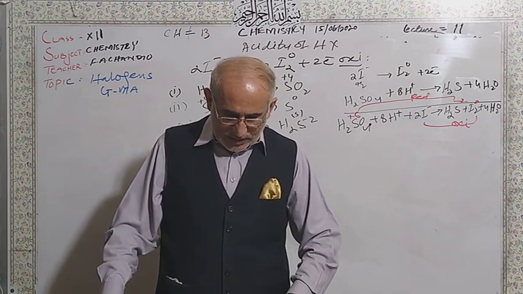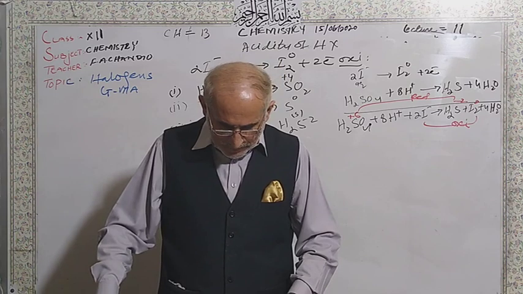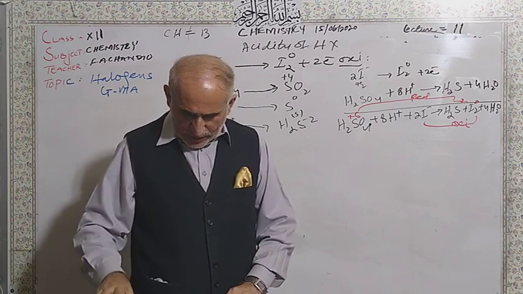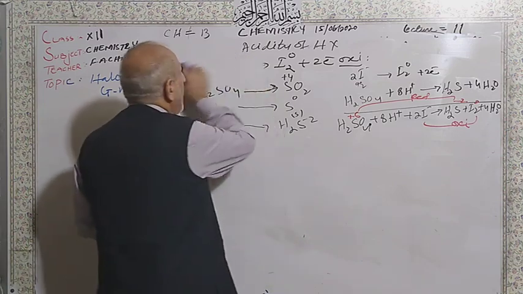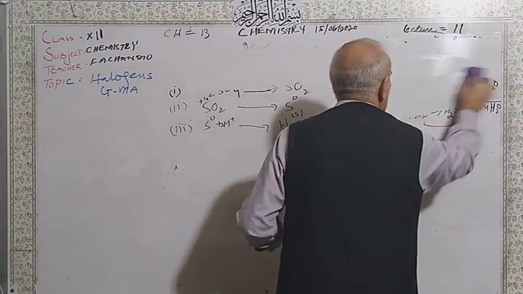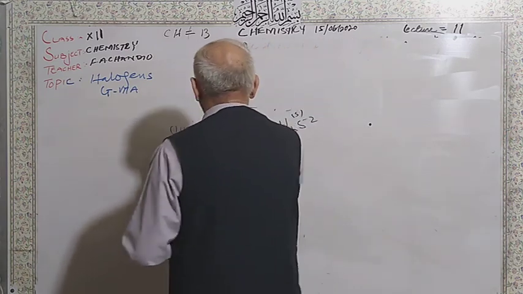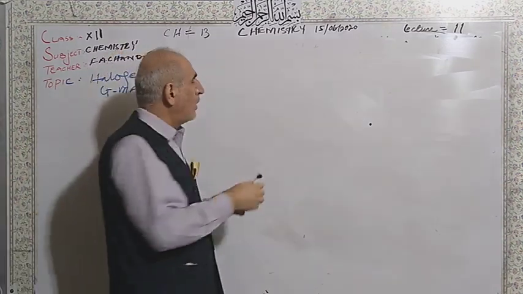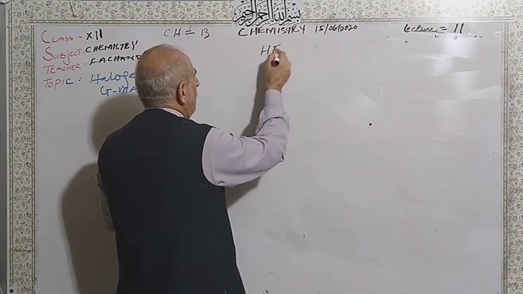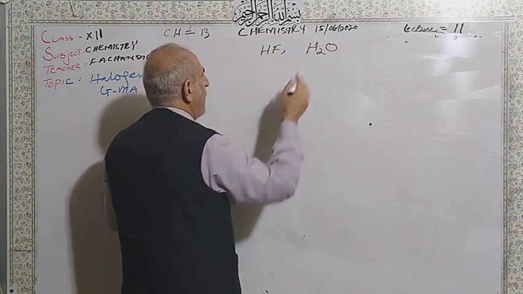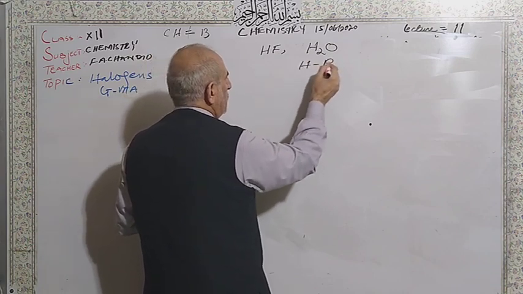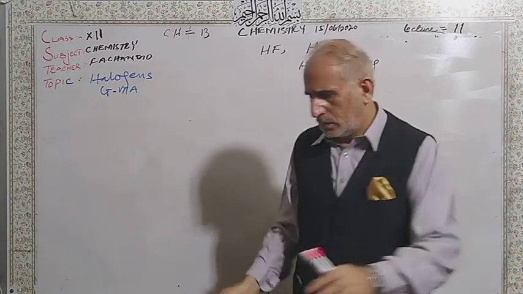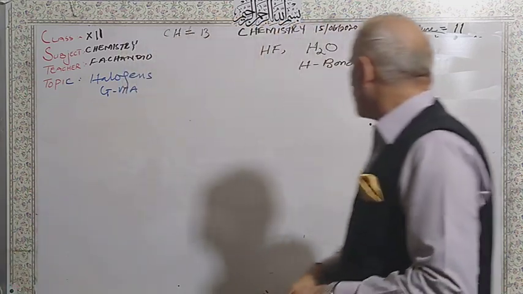Hydroiodic acid is the strongest, and hydrofluoric acid, I already told you an example. Hydrogen bonding is stronger. Yes, there is. This is also done, I think, in your grade 11. I'm giving you a hint and you write it yourself. Reference to hydrogen bonding.